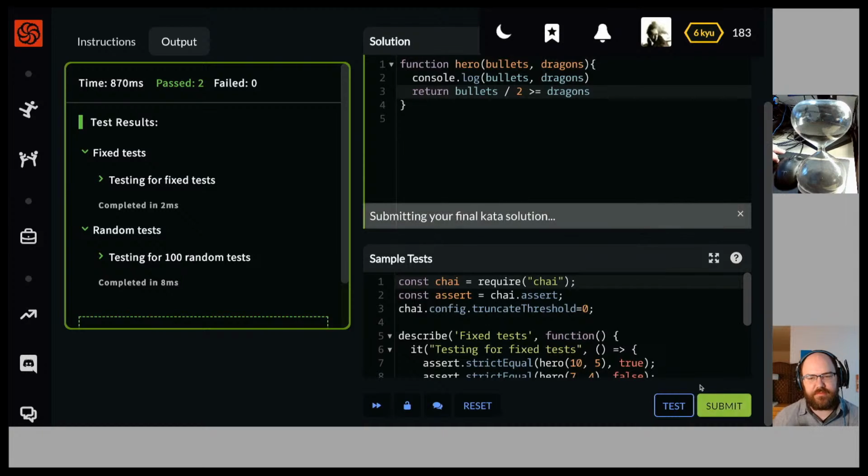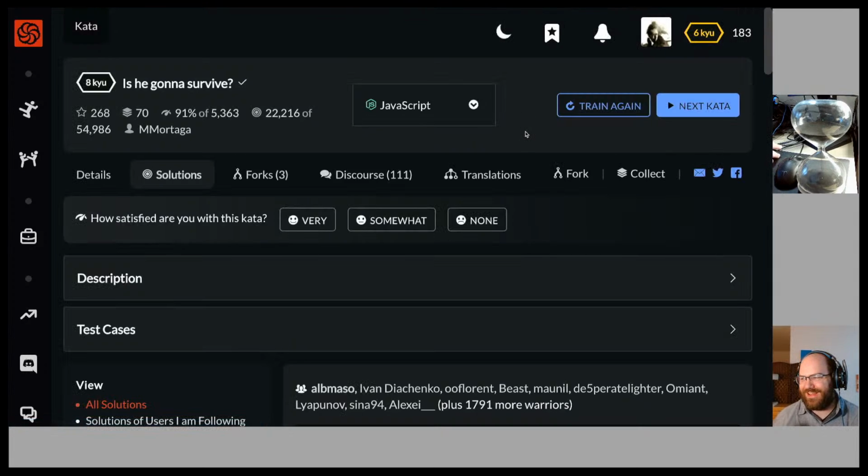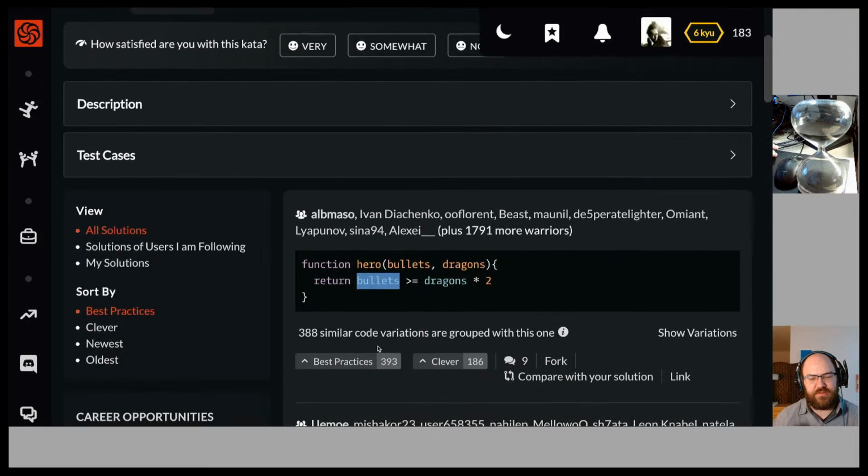All right, submit. Oops, I left my console.log statement there. That was kind of unnecessary. Oh, I like this better. Multiply the dragons times 2 to find the number of bullets we need and see if the bullets are greater than or equal to the dragons.